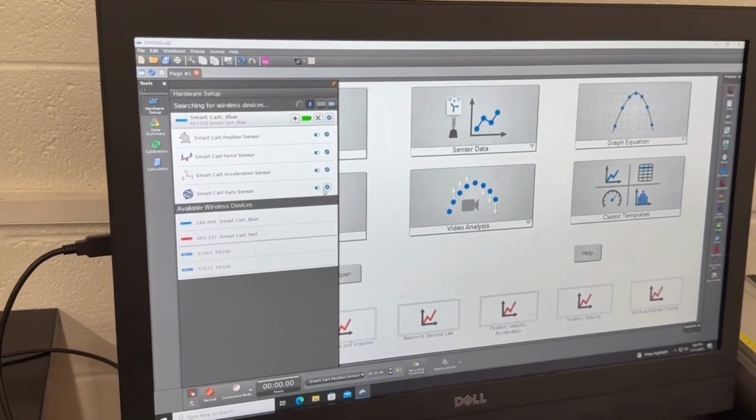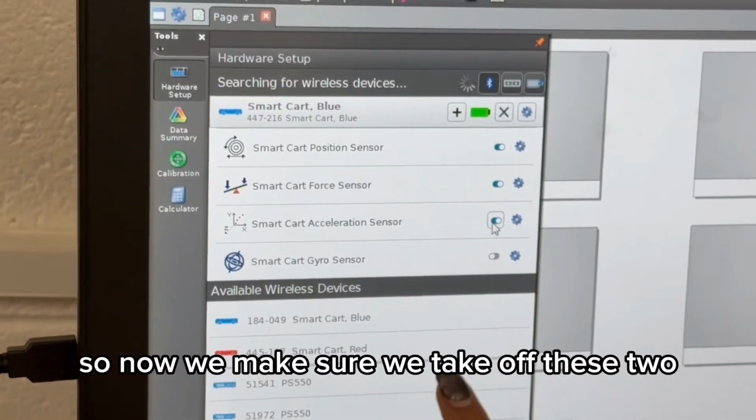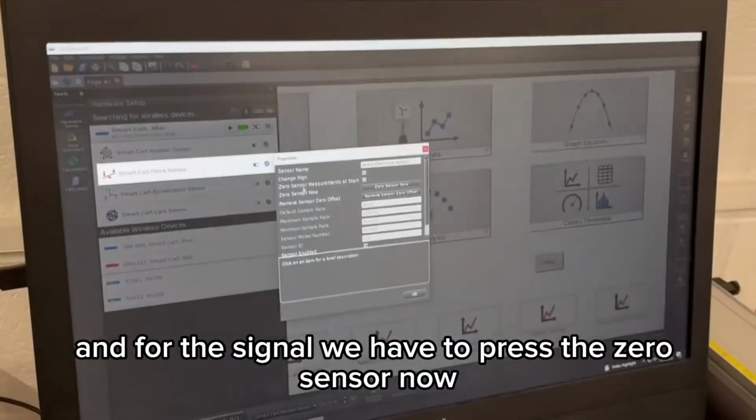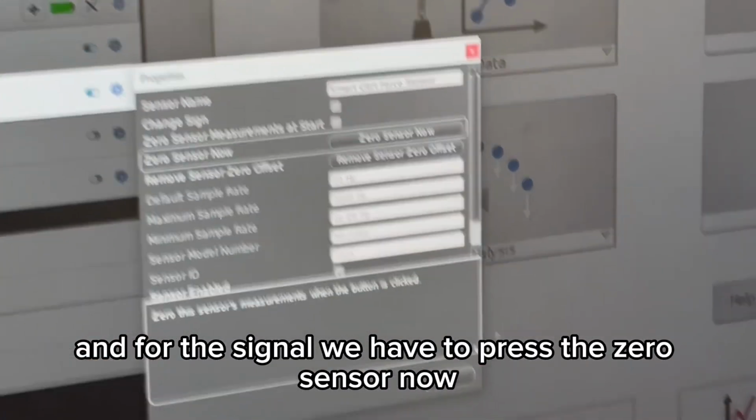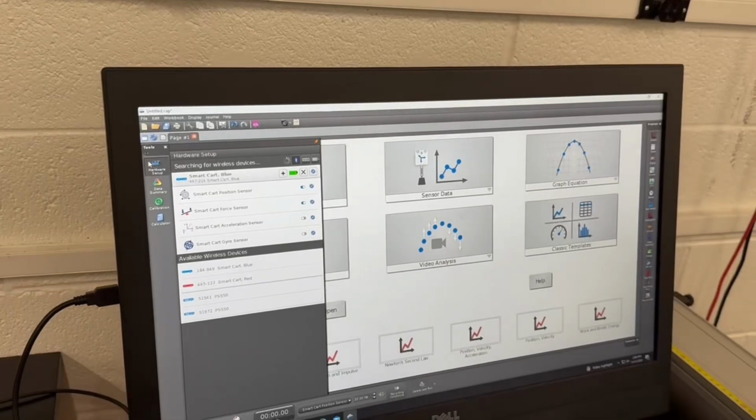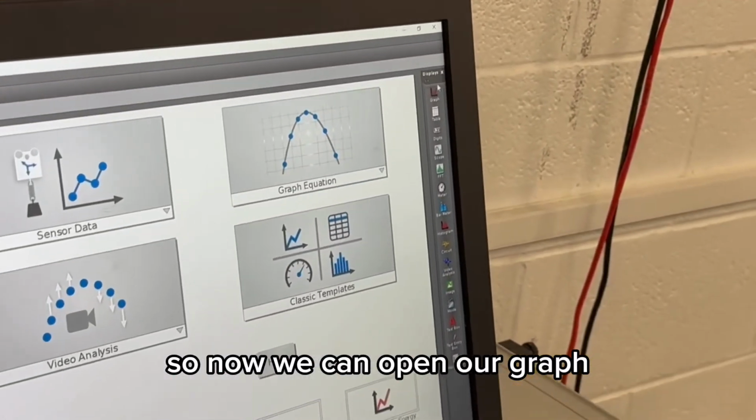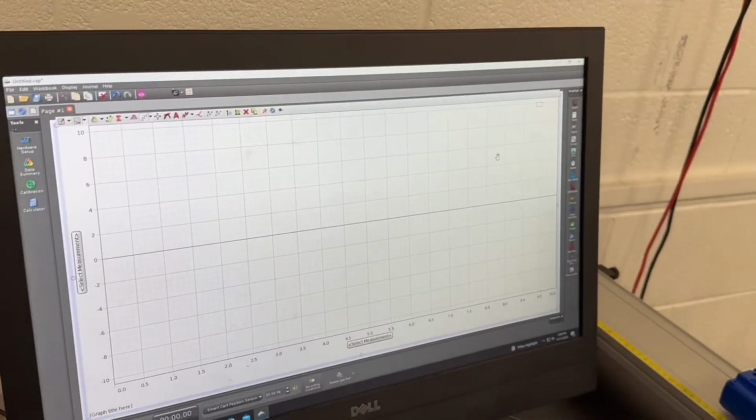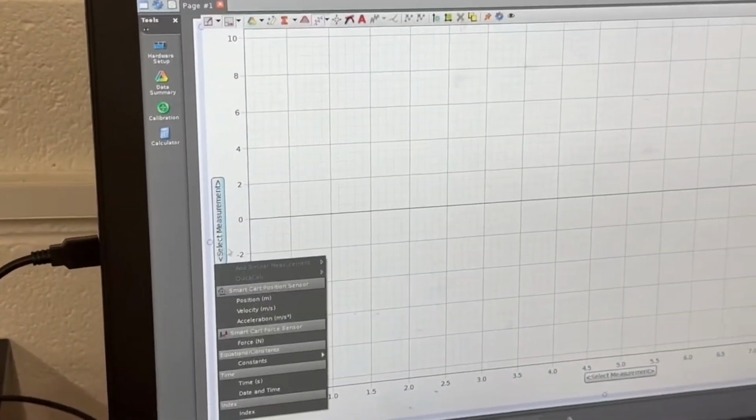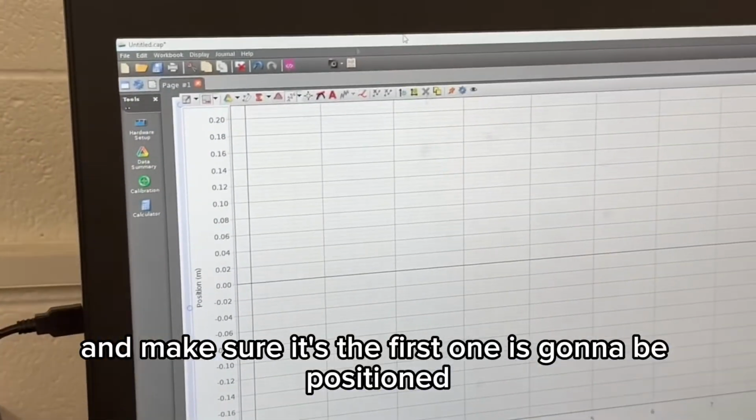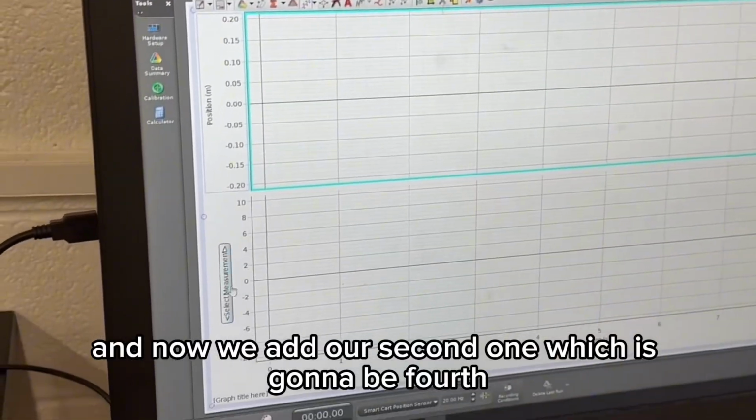Okay, so now we make sure we take off these two. And for the second one, we have to press the zero sensor now. So now we can open our graph. And make sure the first one is going to be position. And now we add our second one, which is going to be force.